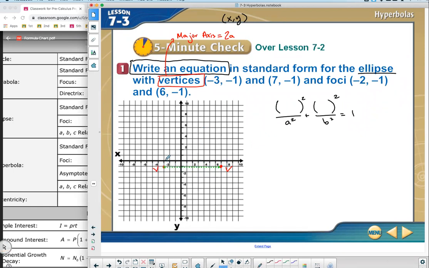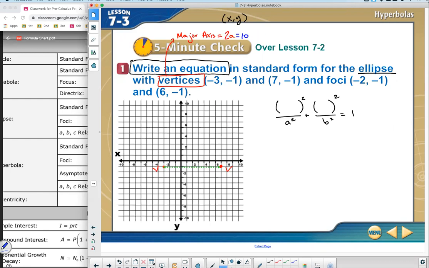This point is 3 to the left. This point is 7 to the right. Think in terms of distance. So it's a positive 3 left, a positive 7 right in distance terms. So how far apart are these two points? If it's 3 plus 7, 10 units apart. So 2a equals 10.